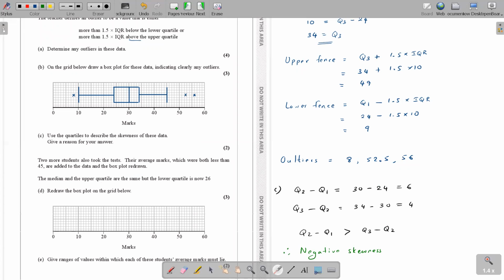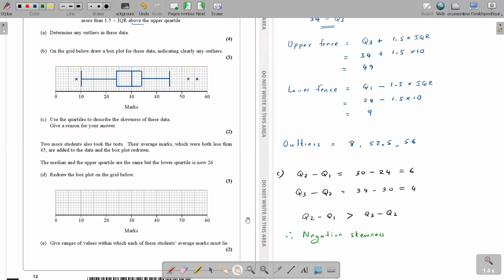The median and the upper quartiles are the same. So they say the median and the upper quartile are the same, but the lower quartile is now 26. Redraw the box plot on the grid below. Okay. So how does this change? 2 more students also took the test, the average marks which were both less than 45, are added to the data and the box plot redrawn.